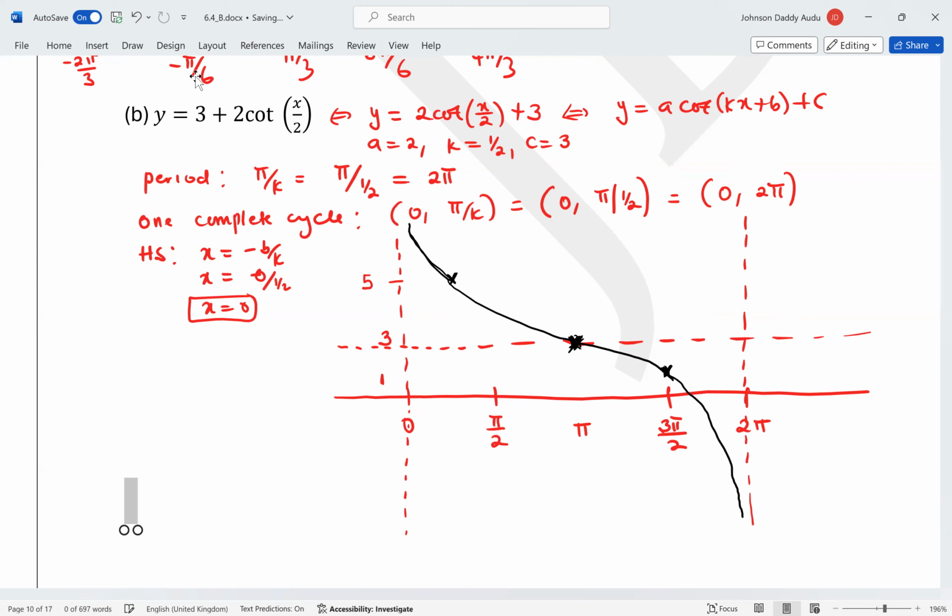Yes. So this is our function f of x is equal to 3 plus 2 cotan x over 2. And now you can check, for example, I think this one is not really in a good position. It should be somewhere here.